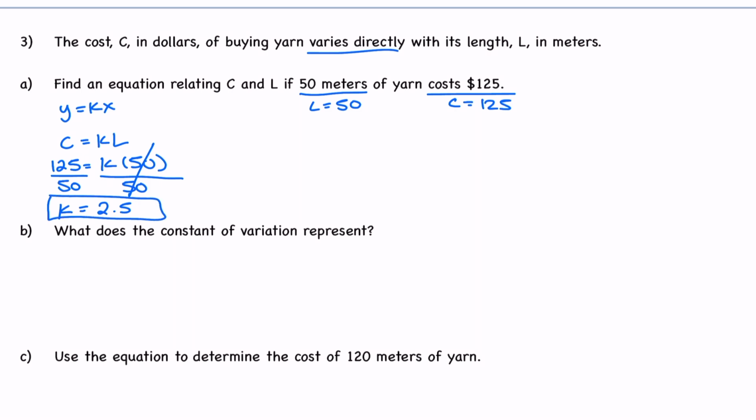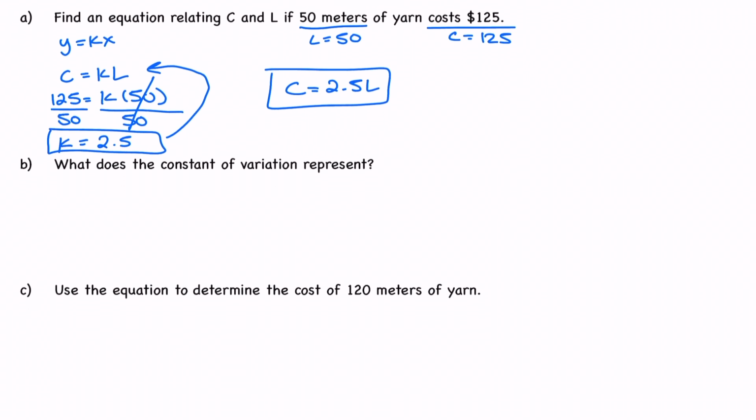The question is not asking us to just find k, it's asking us to find the equation relating c and l. So we need to use our equation that has c, l, and k for our answer. So we can plug our k back into this equation over here to get our equation relating c and l. So from that, we get C is equal to 2.5 times our length of yarn, and that's our final answer. Part B says, what does the constant of variation represent?